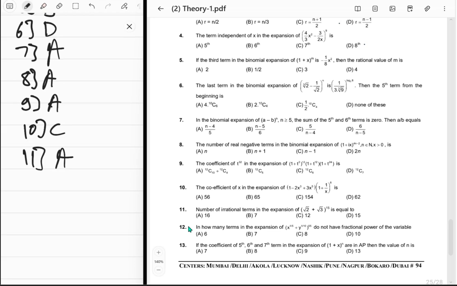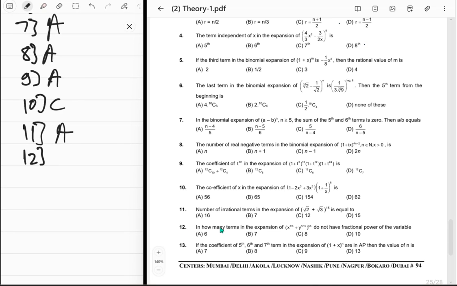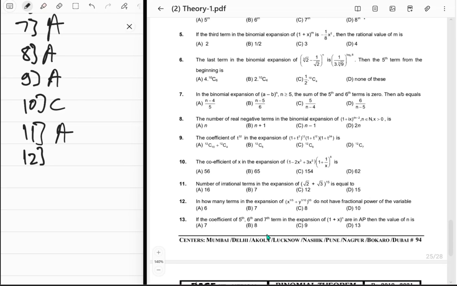Question 12. In how many terms in the expansion of this quantity do not have a fractional power of the variable? So x to the power 1/5 should not have a fractional power. This means x to some multiple of 5 for the 1/5 power, and y to the power 1/10 should have a multiple of 10 as the power.